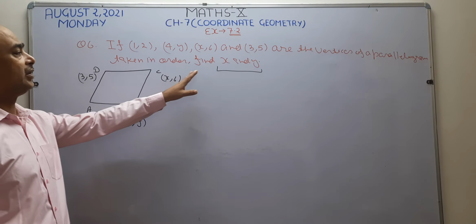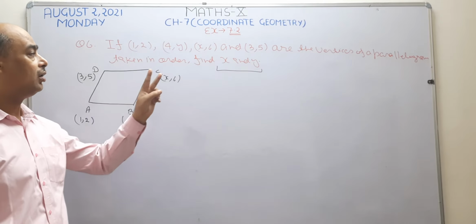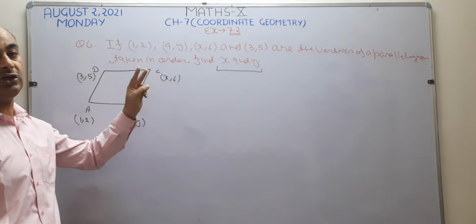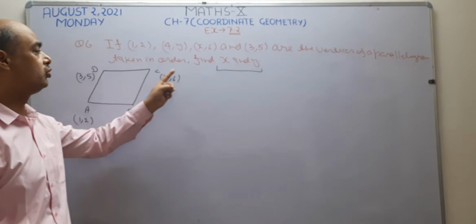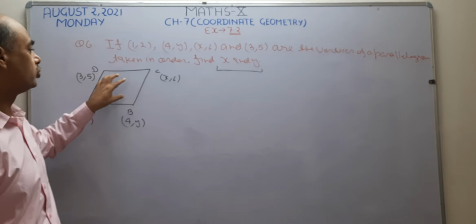Whenever we are going to find the value of x and y, we are going to use only two formulas. One formula is section formula, another formula is midpoint formula. In between these two formulas, we are going to use one formula. Now we are going to check which formula I am going to use to solve this question.